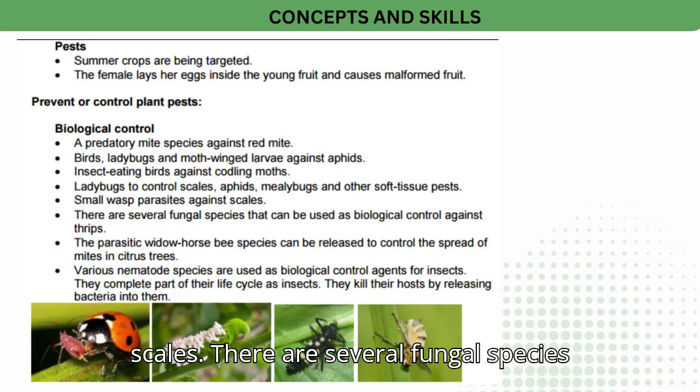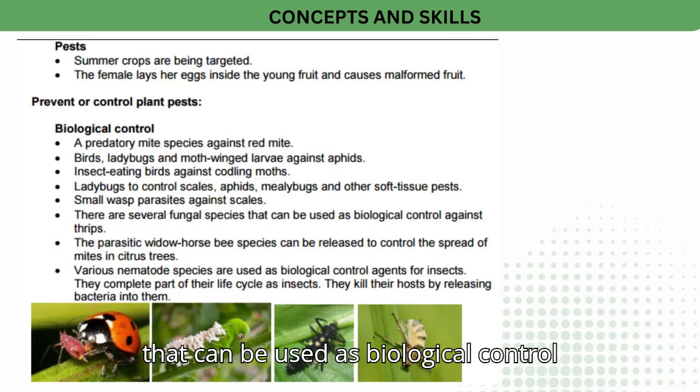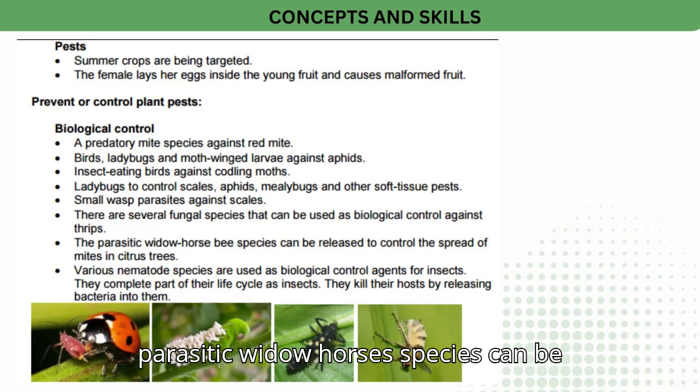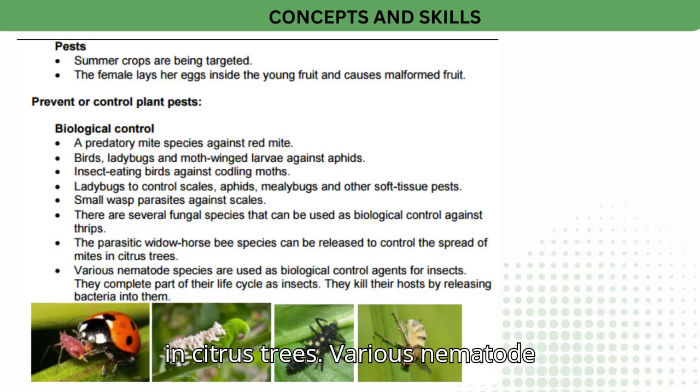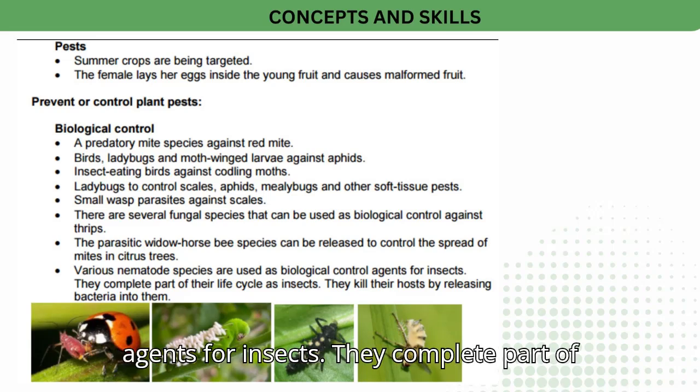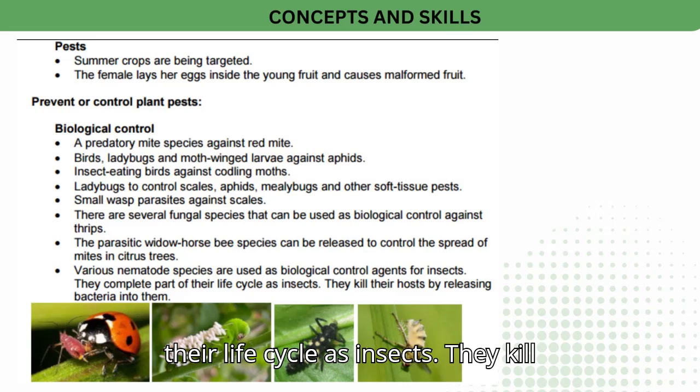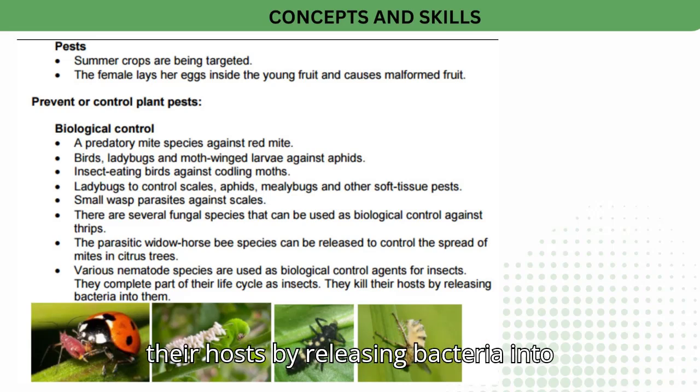There are several fungal species that can be used as biological control against thrips. The parasitic wasp species can be released to control the spread of mites in citrus trees. Various nematode species are used as biological control agents for insects. They complete part of their life cycle inside insects. They kill their host by releasing bacteria into them.